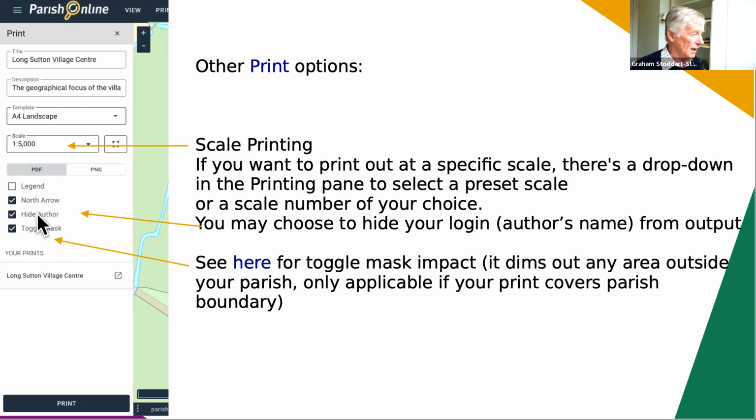I mentioned that you can hide the author, and toggling the mask is only applicable if you're printing something on the parish boundary. And you can choose to make a big distinction between what's inside the parish boundary and what's outside by toggling a mask. And the mask is either bright or dim or a complete change of color. So it can be very dramatic. It's worth playing with yourself. The mask button, when you look at your Parish Online, is about down here in the middle of the bottom line. But very useful. If you want to know all about it, come to my next training session.